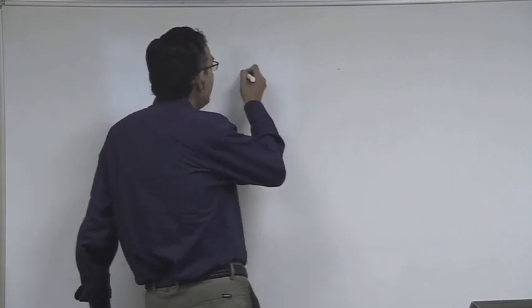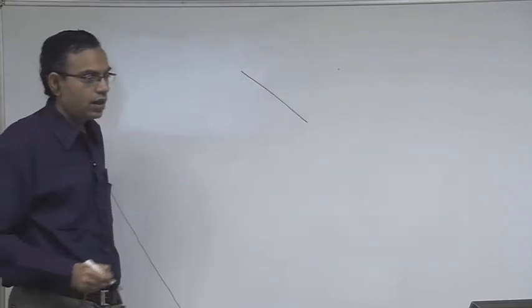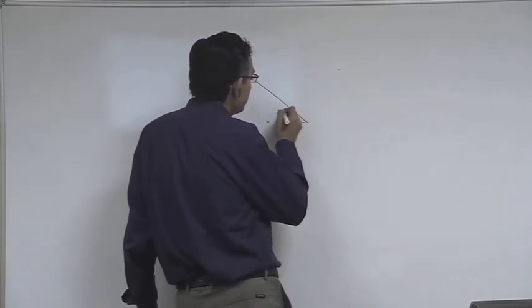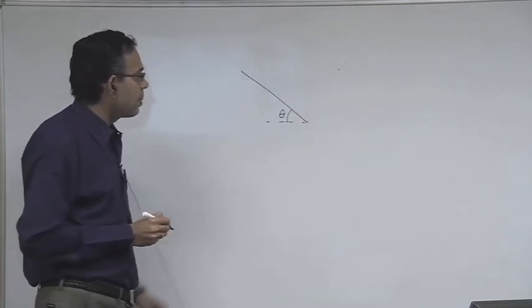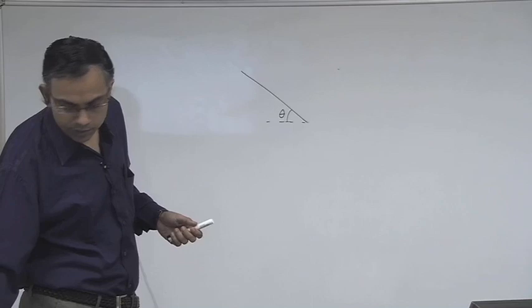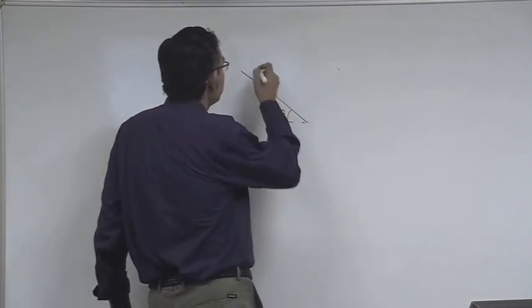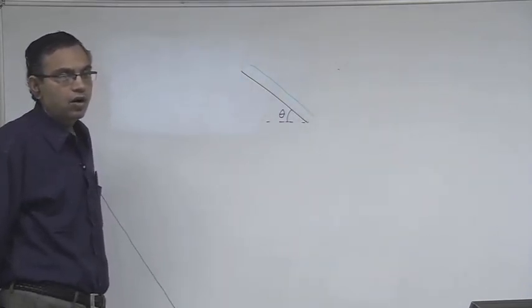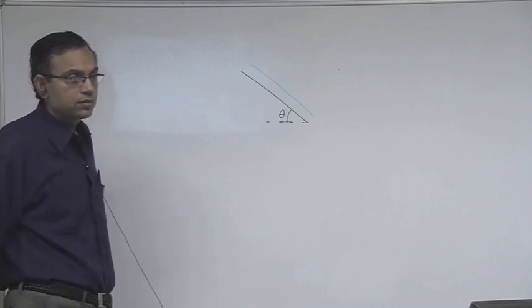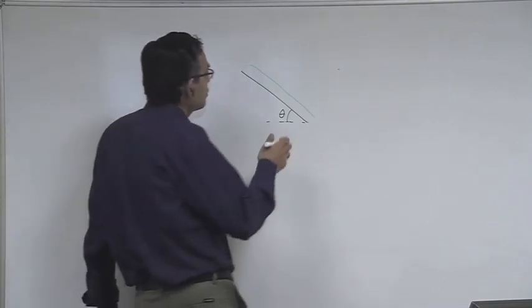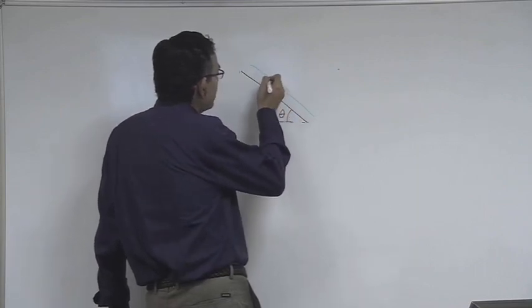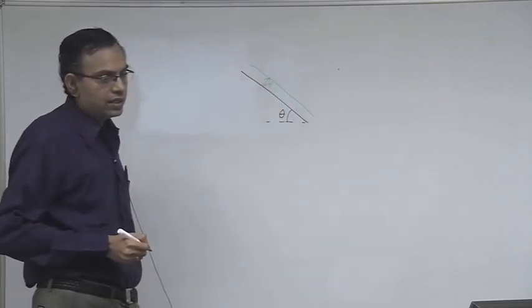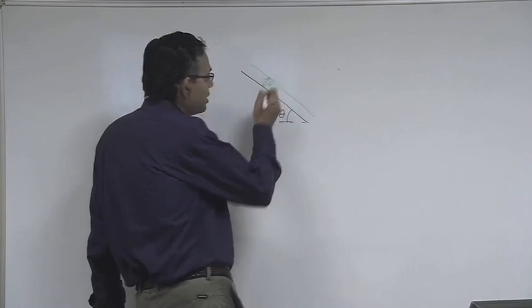Let us say there is an inclined plane making an angle theta with the horizontal, and there is a thin liquid film on the top of it. For simplicity, we are assuming that this film thickness H naught is a constant.